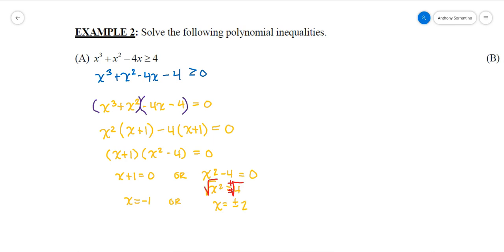So I have three solutions here to the equation. I have negative 2, negative 1, and 2. But again, that's the equation. That's not the inequality's answer. So now I have to go and use a number line to figure out what the inequality's answer is.